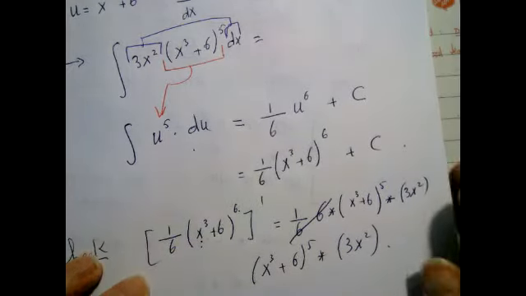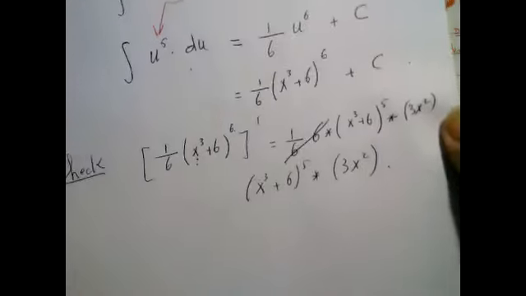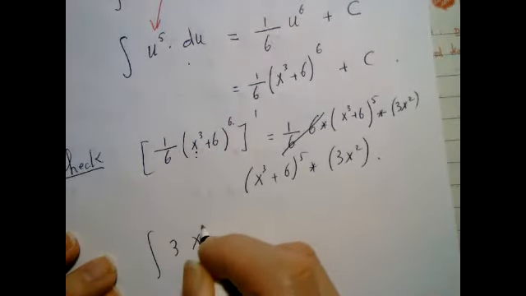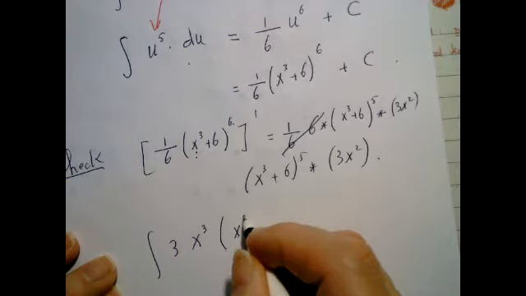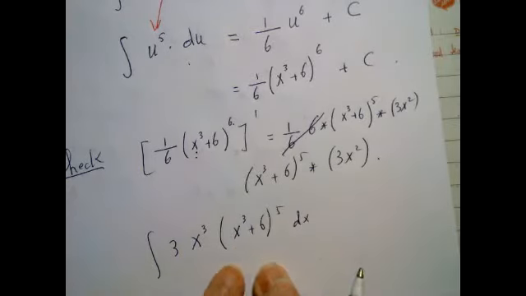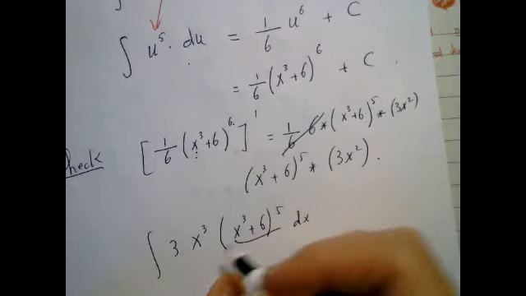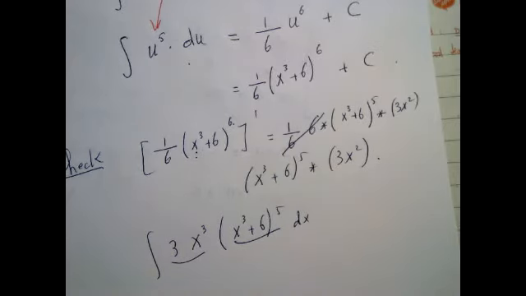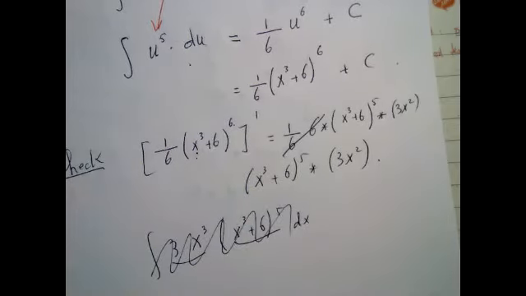Okay. Now notice how delicate the substitution is. If I had put 3x cubed times x cubed plus 6 to the power 5, I cannot go far with substitution. Substitution becomes very, very hard because the derivative of x cubed plus 6 is not really 3x cubed. So this will have to be done in a very totally different approach. So it's a very, very delicate situation.